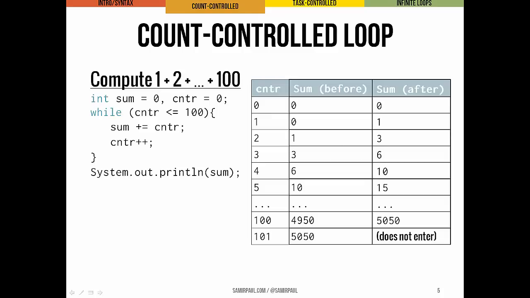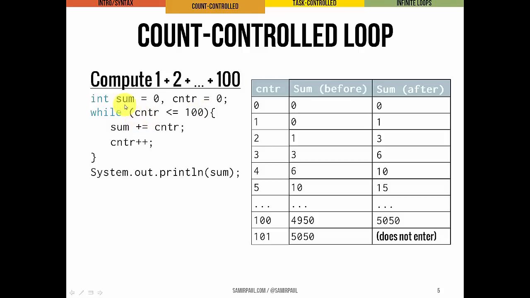This is an example of a count-controlled loop. Okay, I want to compute 1 plus 2 plus all the numbers, all the integers between 1 and 100 inclusive. So you can see in our code here, we start by initializing a couple of variables. Sum starts at 0, our counter starts at 0, and the condition we're using as a gate to this loop is making sure that the counter is less than or equal to 100. So as soon as that counter gets bigger than 100, we're going to exit the loop. But until then, we will repeat the statements over and over and over again.